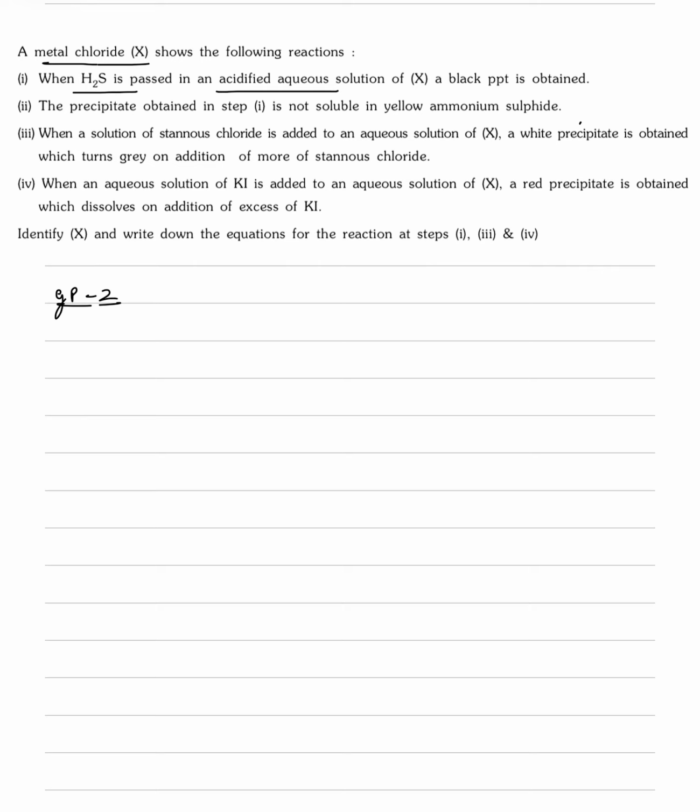Why? Because the group 2 reagent which we used here is H2S in acidic medium. This H+ is basically HCl, right? And this is the reagent of group 2. So when the H2S in acidified solution is passed through the metallic chloride solution, we obtain a black color precipitate.